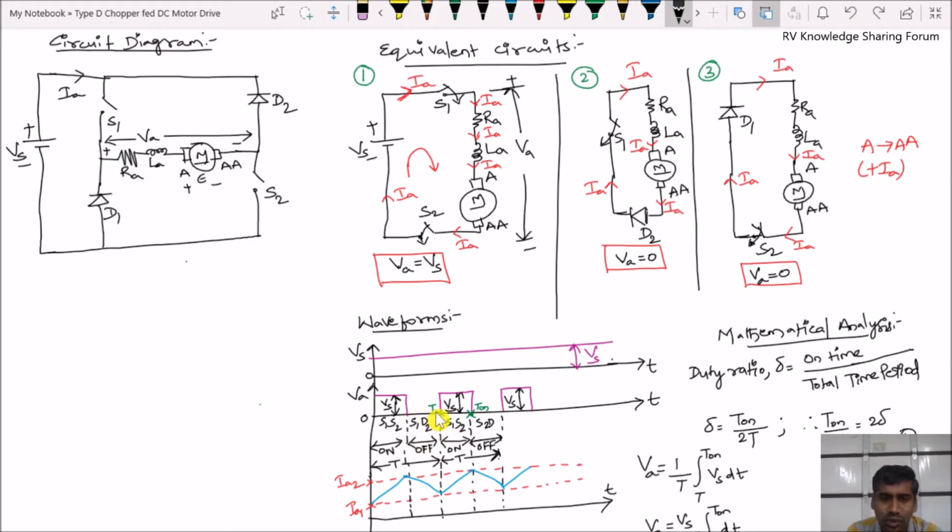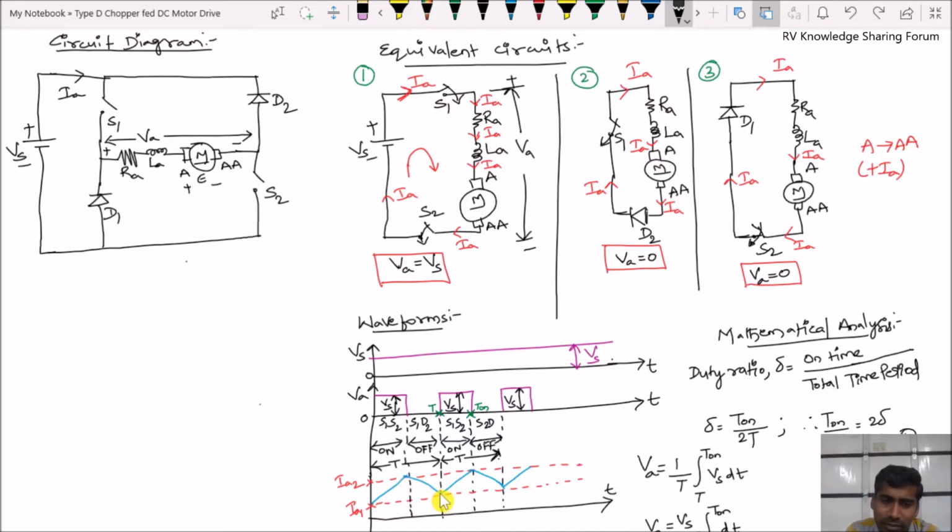At this condition, what happens to the current? In our previous circuit, the current was increasing. The increased current is stored in the armature inductance as magnetic field energy. Now this stored magnetic field energy will flow through the diode D2 and switch S1. That means the current is freewheeling through the diode D2 and the switch S1. When the current freewheels, the current reduces. Therefore, the current is reducing when the switch S1 and the diode D2 are conducting. The current is reducing from the maximum level IA2 to the minimum level IA1.